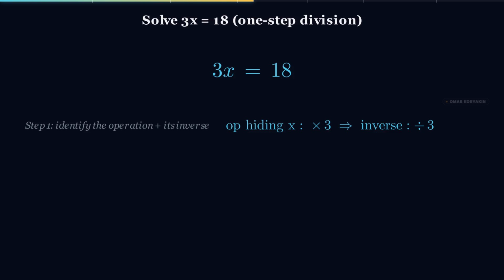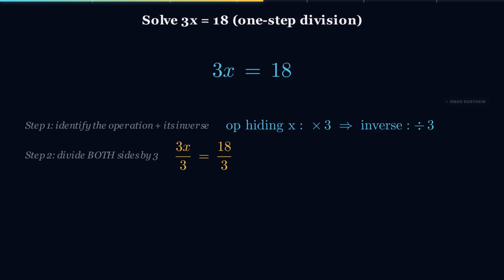The inverse operation that will undo the multiplication is division. To isolate x, we will divide by 3, but we must do it on both sides of the equation simultaneously to preserve the balance principle. Step 2. Apply the inverse to both sides. Divide the left side by 3 and the right side by 3.